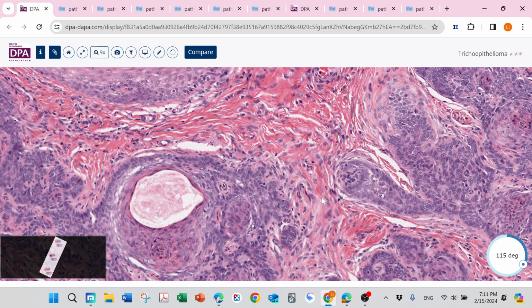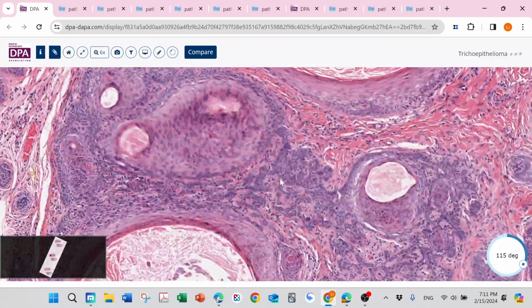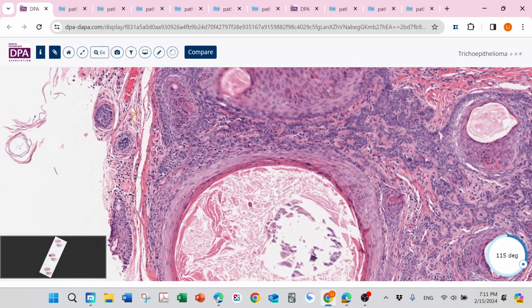Some people may say, oh, this is retraction artifact. But when you look in more detail, actually it's not. This kind of retraction is just between the stroma, not between the stroma and the basaloid nodule, not the stroma with the basaloid cell. So this is not truly retraction artifact.